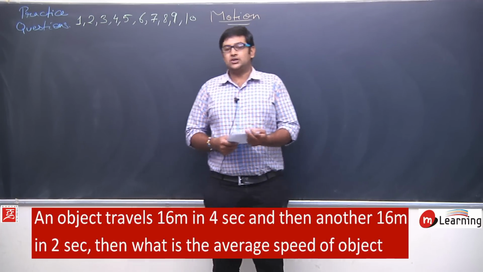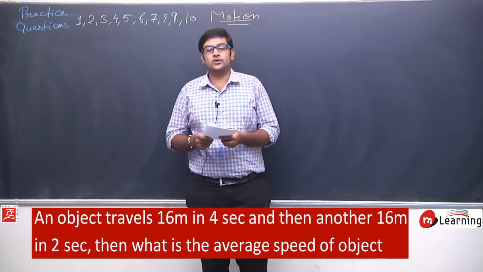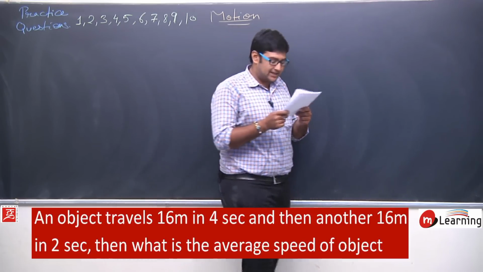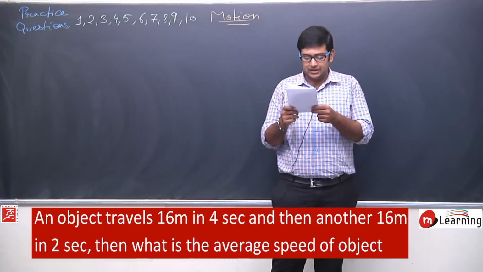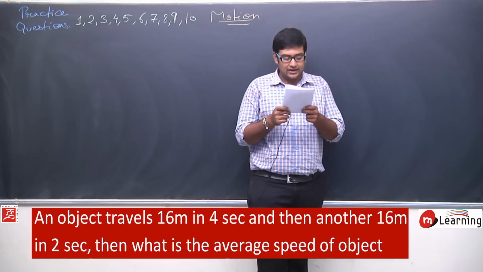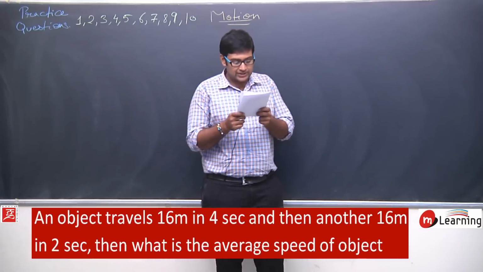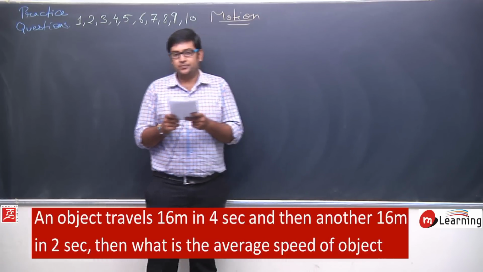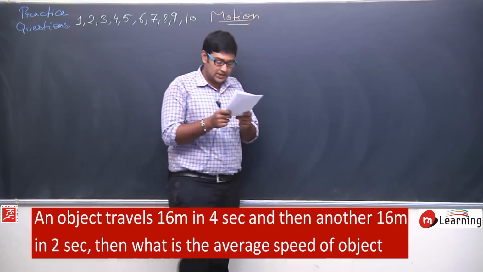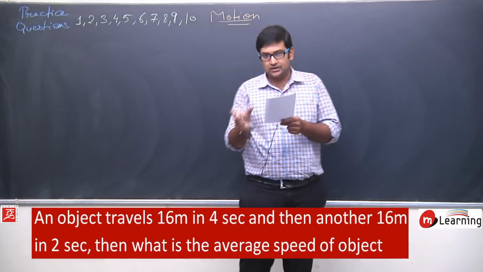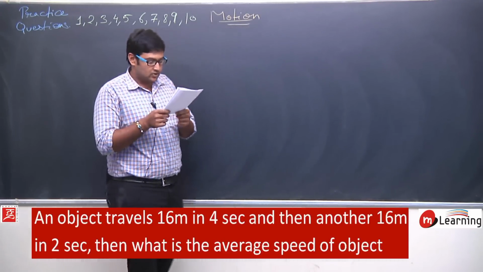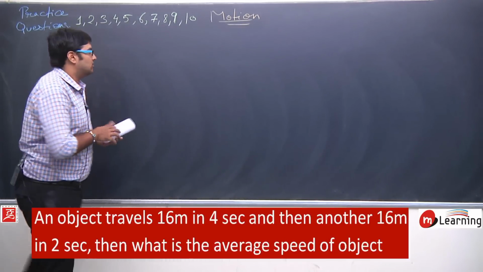Okay, so let's start solving some numerical problems for this chapter. First question that we will solve is, an object travels 16 meters in 4 seconds and then another 16 meters in 2 seconds. What is the average speed of the object? So the question says that there is an object which travels 16 meters in the first 4 seconds and then again 16 meters but in 2 seconds. So we need to find the average speed of the object.